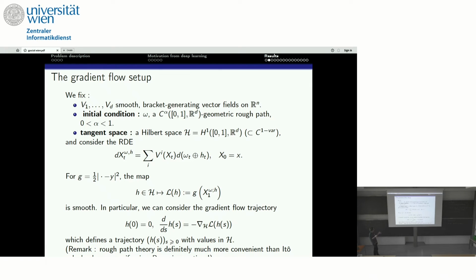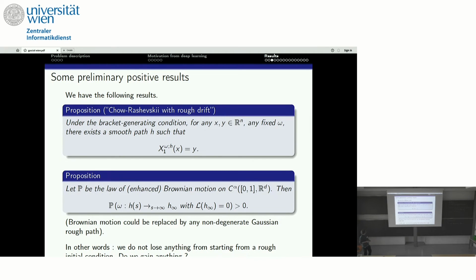Well, with rough paths, it's basically automatic. We already know from rough paths that we can differentiate in H1. In fact, we can do something more than this, but for this talk, let's keep it at H1. It's really automatic to formulate it. And then we ask ourselves the same question as before, which is: does this gradient flow find the zero of the control flow? Let me start with some preliminary results.